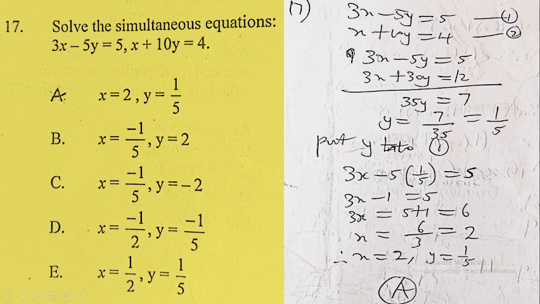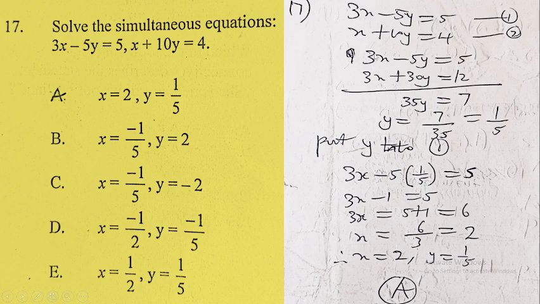Of course, you can use any method you like, whether elimination or substitution. In this case, I use the elimination method. I try to make the coefficient of x in the two equations equal. So I multiply equation 1 by 1 and equation 2 by 3. If I multiply equation 1 by 1, I have 3x minus 5y equals 5. If I multiply equation 2 by 3, I have 3x plus 30y equals 12. Then now we can eliminate. What I did is equation 2 minus equation 1.